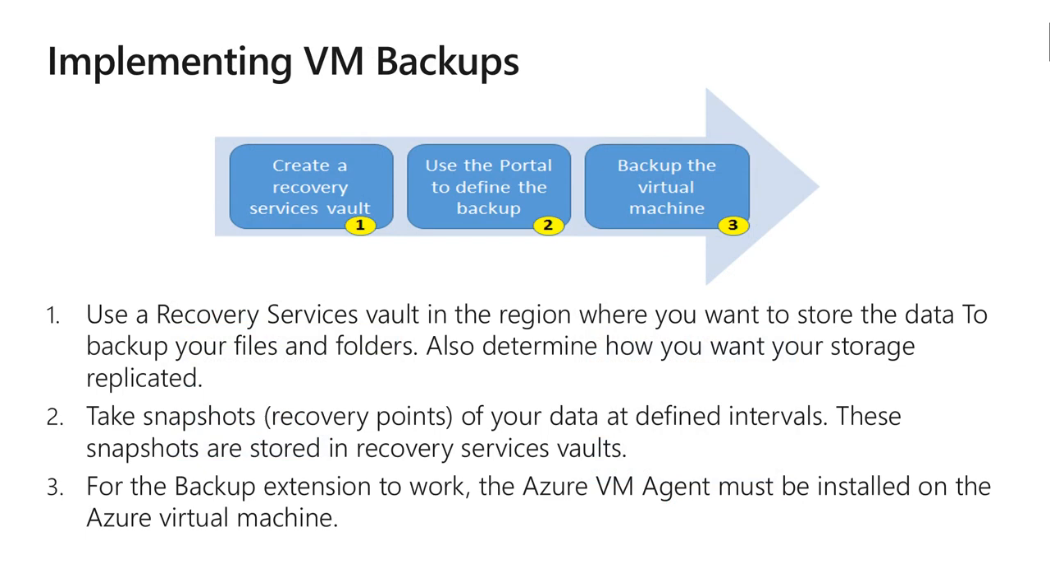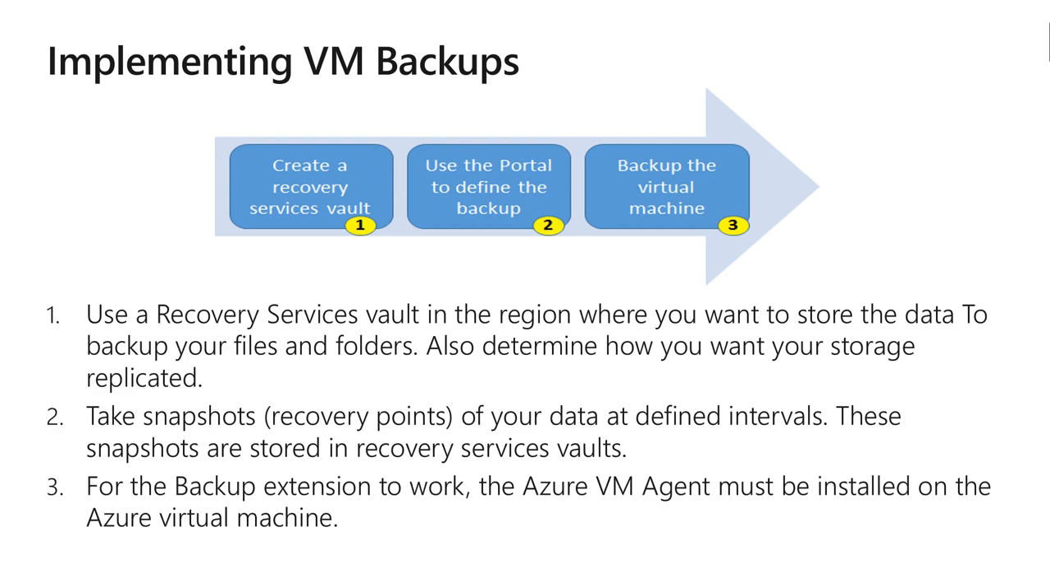So there are 3 steps for you to implement the VM backup. The first is to create a recovery services vault. We saw in the previous session as well, you can choose files, folders, VMs, etc. The second one is to use the portal to define the backup. Protect your data by taking snapshots of your data at defined intervals. These snapshots are known as recovery points, and they are stored in the recovery services vault.